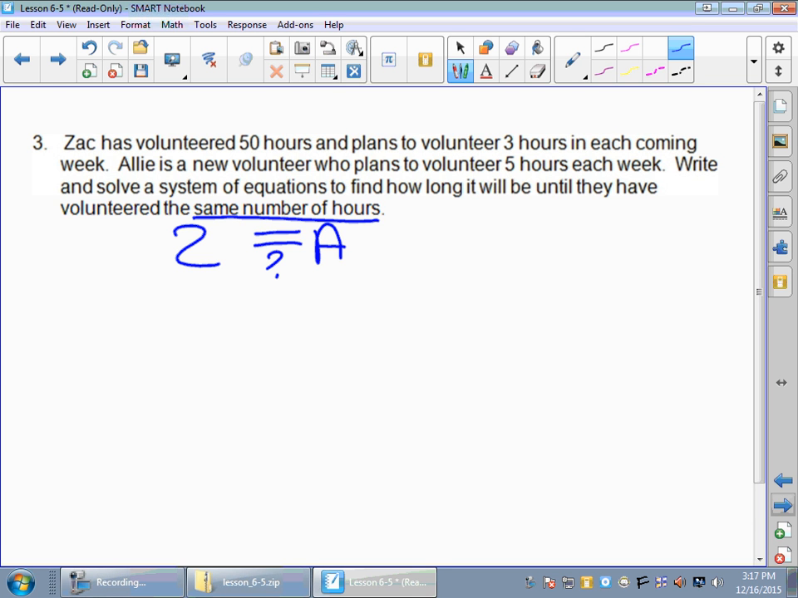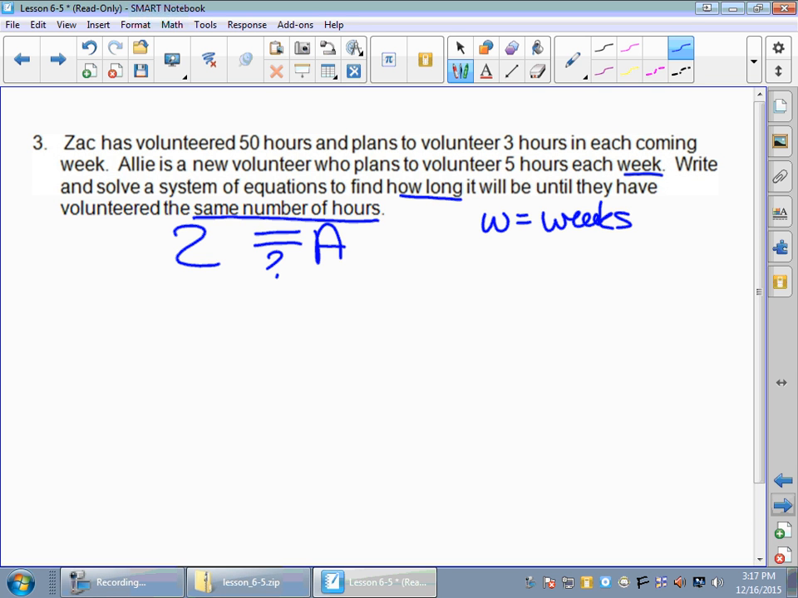When they talk about how long, they are volunteering on a weekly basis. So I'm going to let W equal my weeks. And I'm going to write an equation for Zach, and I'm going to write an equation for Allie, and we're going to set them equal to each other. This actually has just one variable. You could use just one variable. We're talking about volunteering, and we're talking about time.